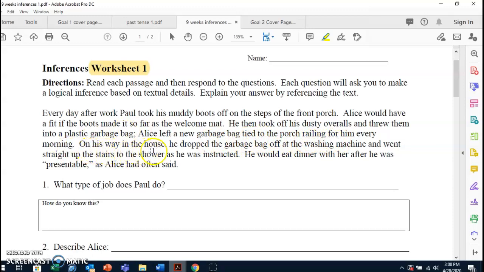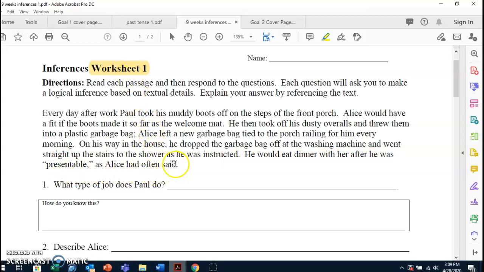On his way to the house, he dropped the garbage bag off at the washing machine and went straight upstairs to the shower as he was instructed. He would eat dinner with her after he was presentable, as Alice often said.